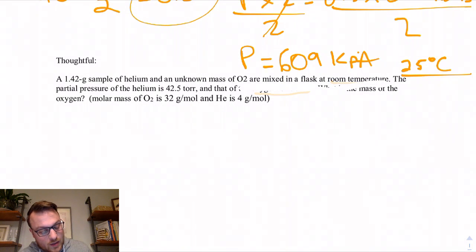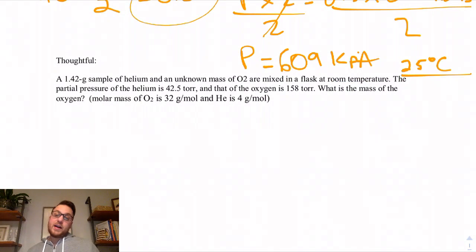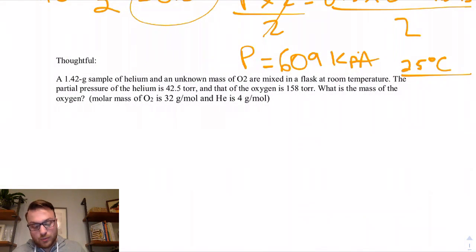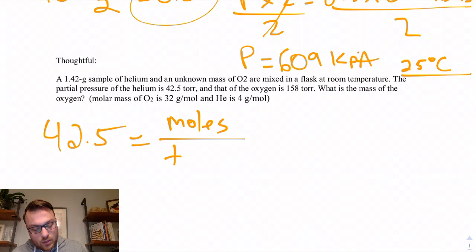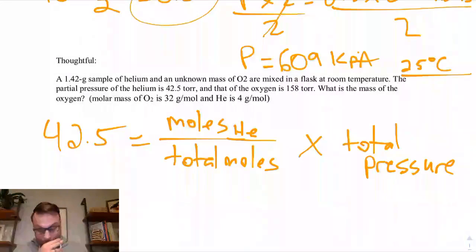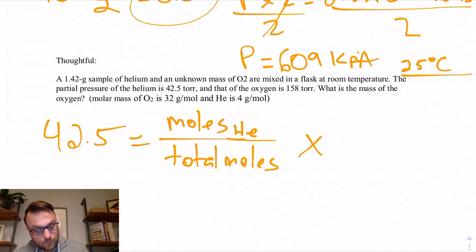But the partial pressure way is, you know that helium's partial pressure, so that 42.5 from helium, is equal to the moles of helium divided by the total moles times the total pressure. So we know the total pressure because you can just add 42.5 and 158. And that should be like 200.5 or something like that. 200.5.